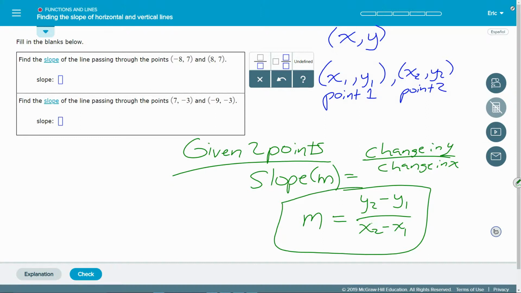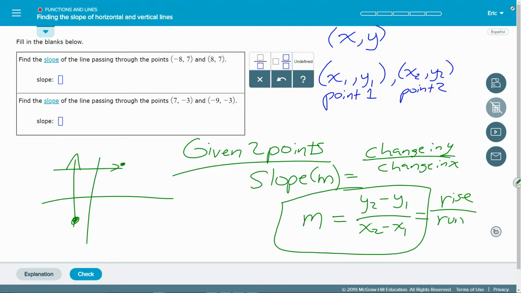That's it. If you look on a graph, and I have point 1 and point 2, slope is rise over run. How far up or down did you go over how far left or right you go. Since up and down is related to y, that's what we call our rise. And since left or right is related to x, that's what we call our run.